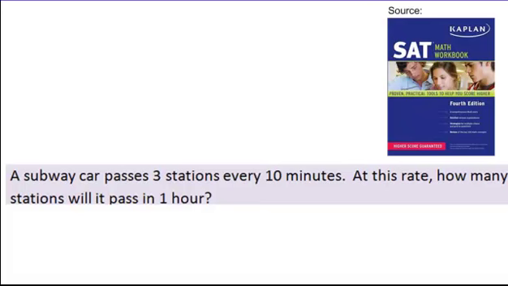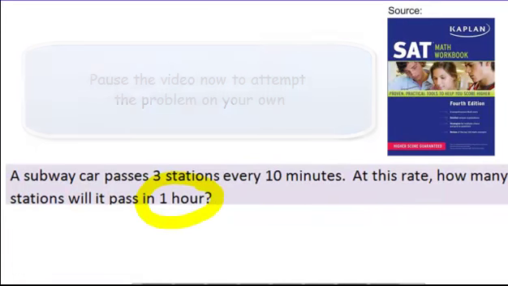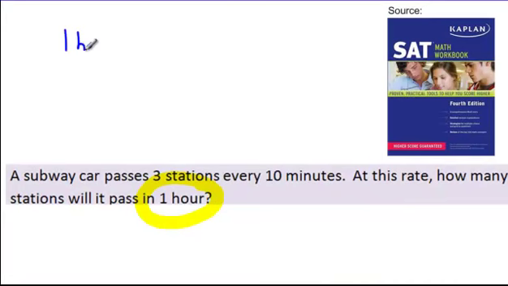At this rate, how many stations will it pass in 1 hour? Our starting value is the fact that the car will be traveling for 1 hour. The subway car passes 3 stations in 10 minutes, so we'll multiply that in as our conversion ratio. Since we had time on the top of the first fraction, because any number is really itself over 1, we need to put time on the bottom.